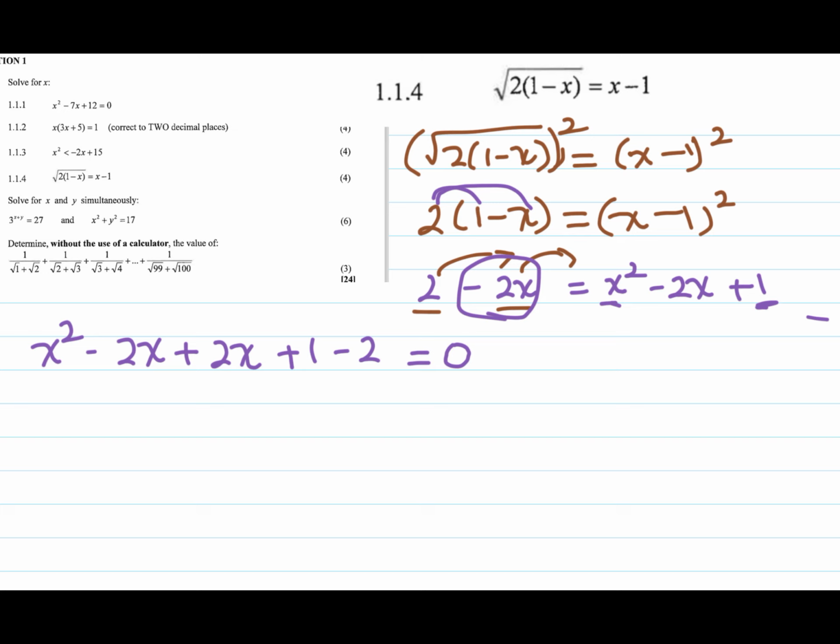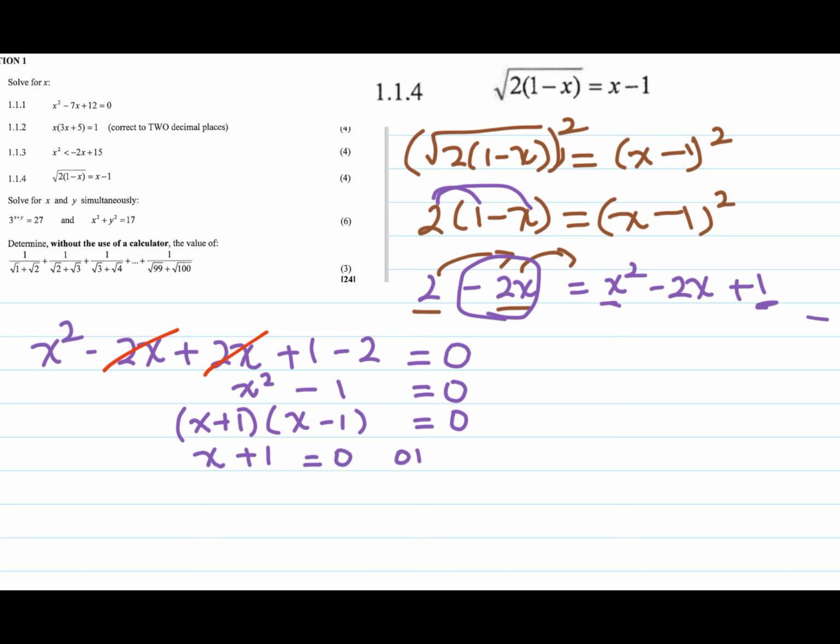So then these 2x terms are going to cancel. And then we're going to have x squared minus 1 is equal to 0. Now you notice that this is a difference of 2 squares, so we're going to factorize it. We're going to have x plus 1 bracket x minus 1 is equal to 0. So this means that x plus 1 is equal to 0, or x minus 1 is equal to 0.